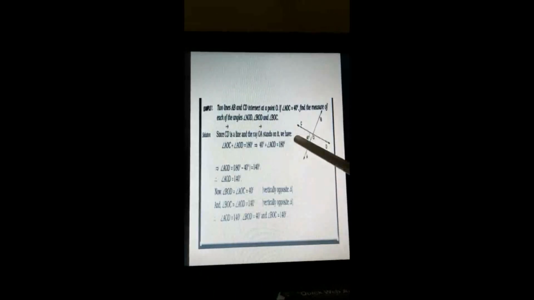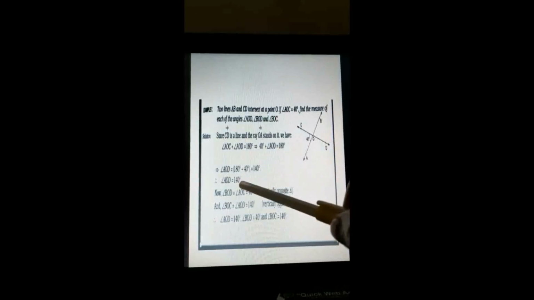Now, we have got 40 degree here, that is angle AOC. We have got angle AOD is equal to 140 degree already. Now we will use the property vertically opposite angles, if you remember. The two intersecting lines form vertically opposite angles which are equal. That means angle AOC and angle BOD are equal. So what will be the measure of angle BOD? That is equal to the measure of angle AOC. That means angle BOD is also 40 degree.